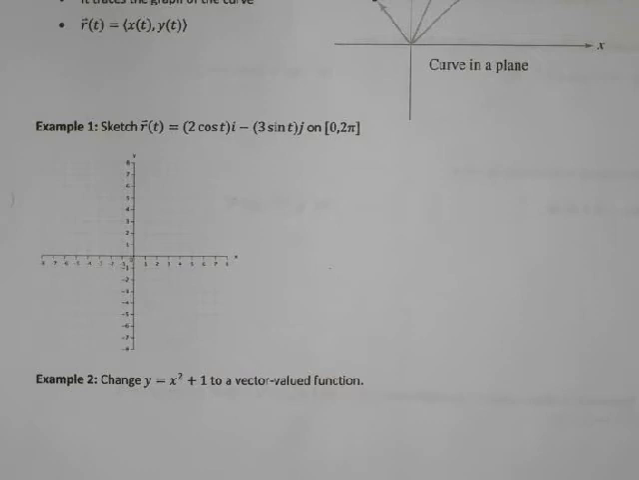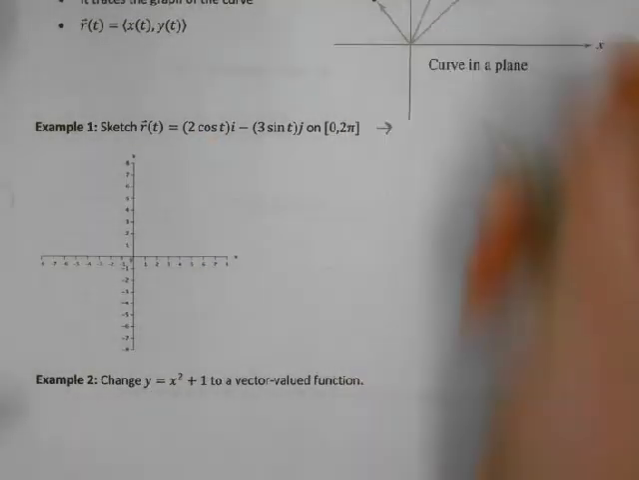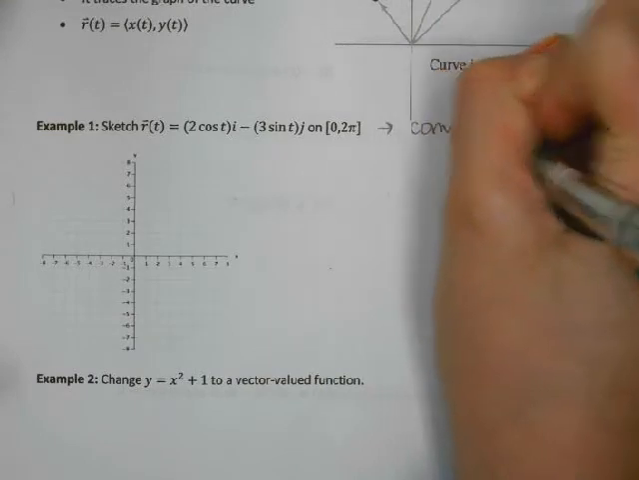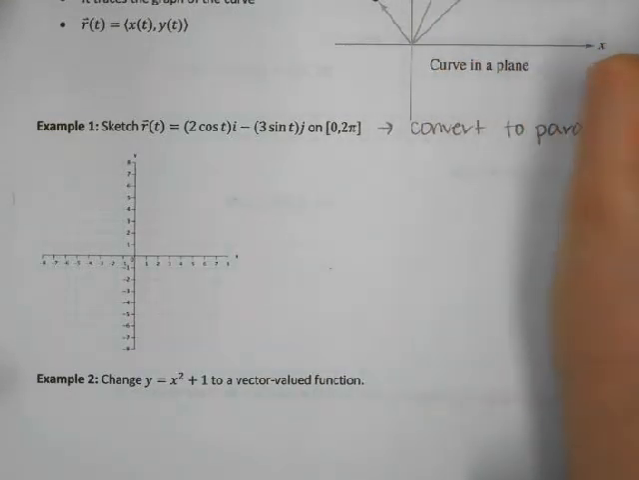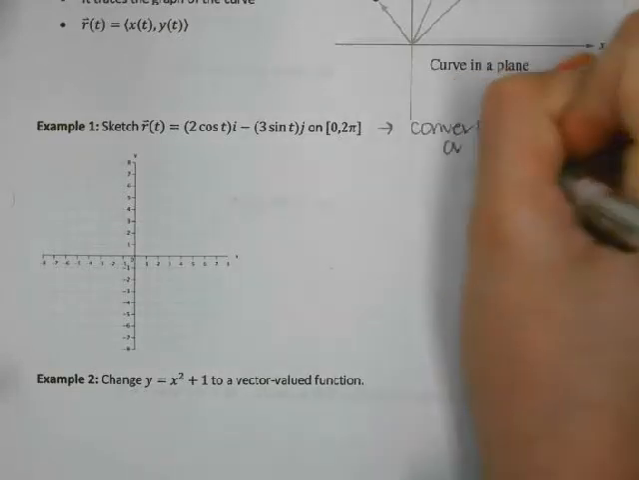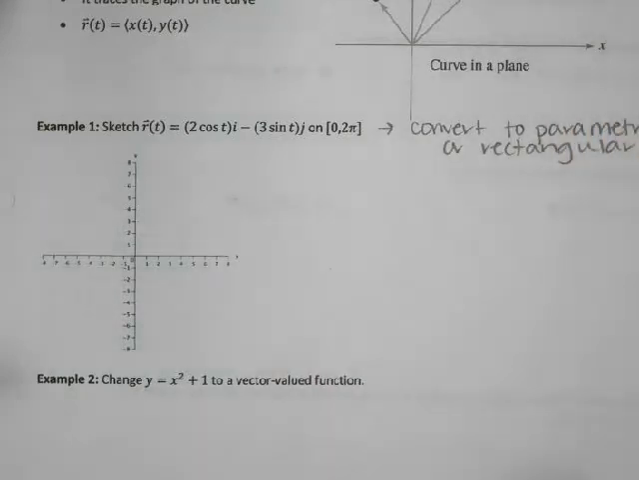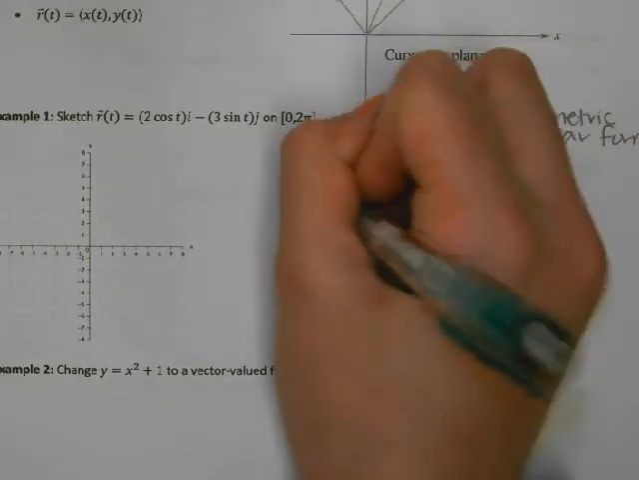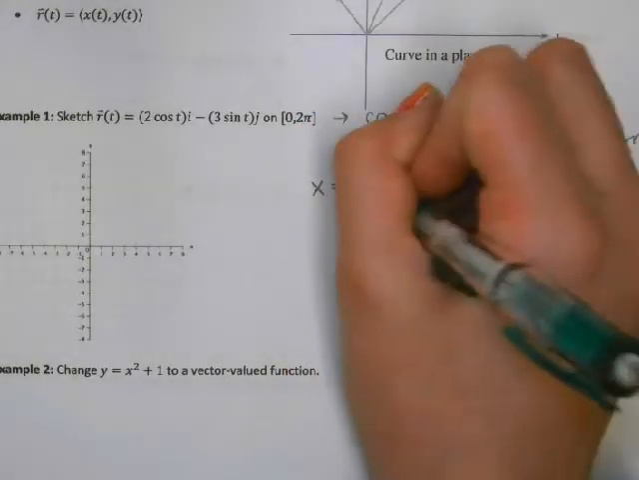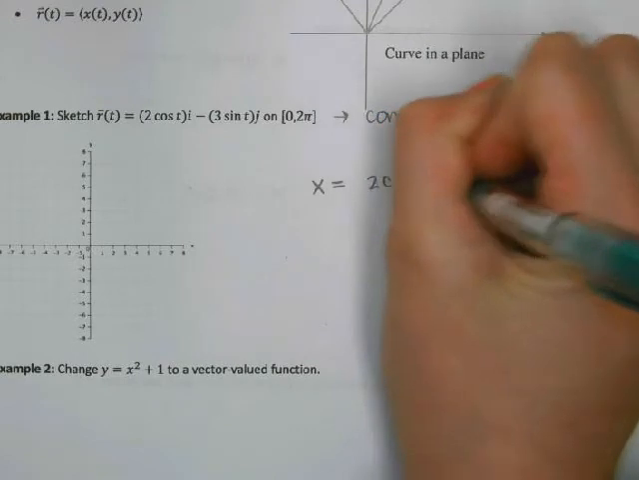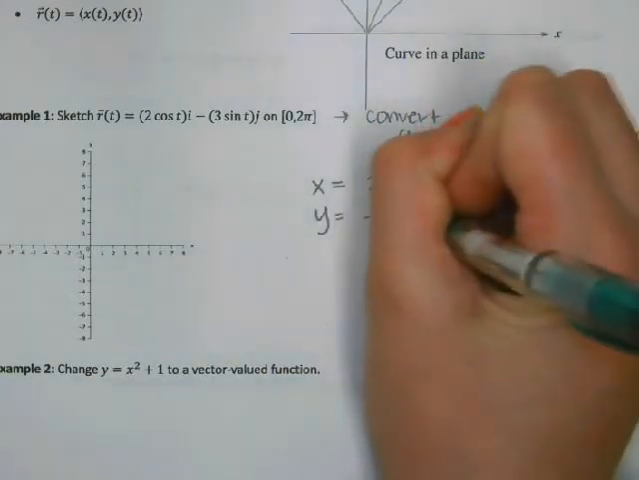So it says to sketch the vector-valued function, and here's what it is. And we have two different ways that we can graph this. We can do it from the parametric or from the rectangular form. So our note to self is going to be to convert to parametric or rectangular. So that means that x equals 2 cos t, and y equals -3 sine t.